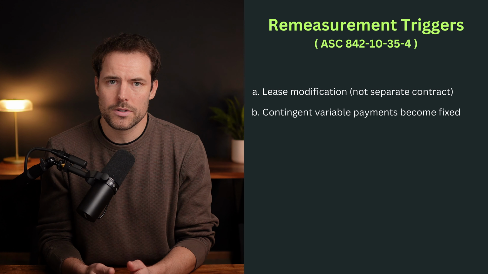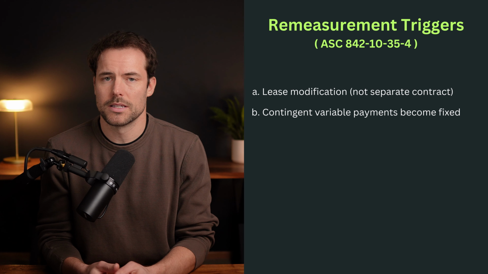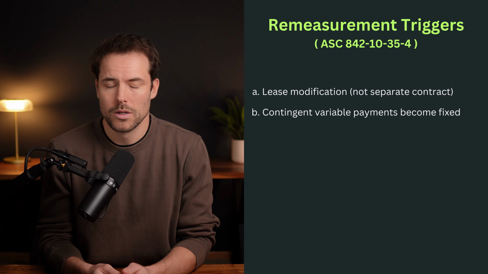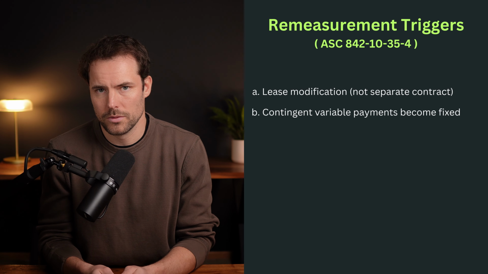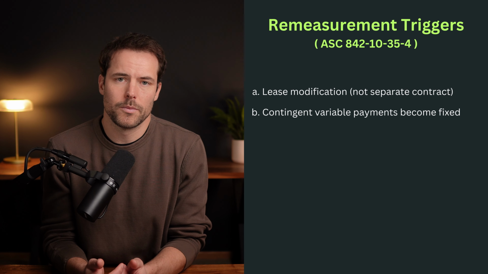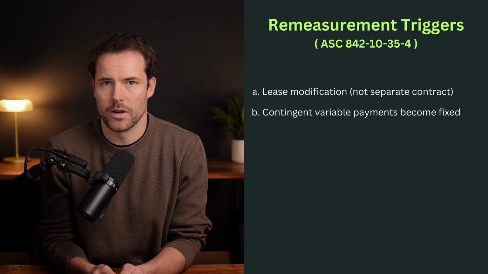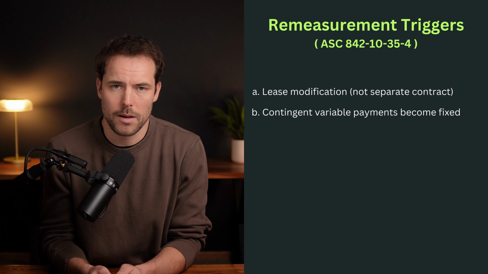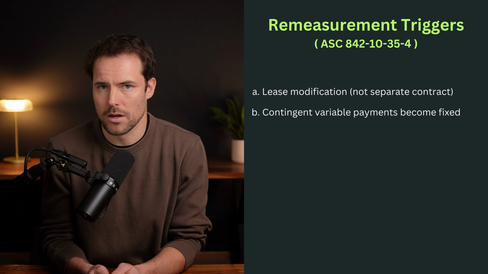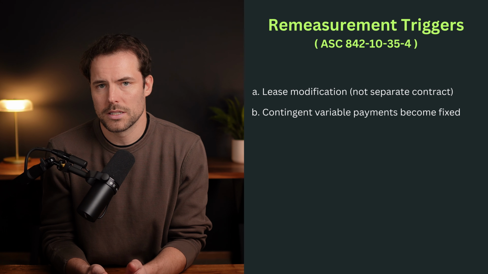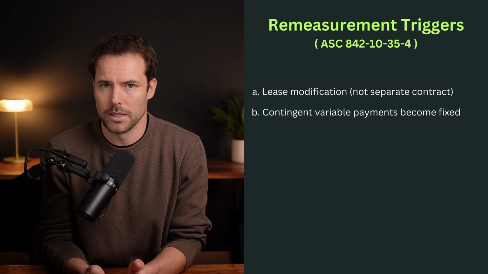Second, if the contract includes variable lease payments that depend on a contingent event, and that event is resolved so we can determine the amount and timing of the payments, we remeasure the lease to include them. This is different from the guidance we discussed earlier for usage or performance-based variable payments that are considered probable but have not yet been resolved.